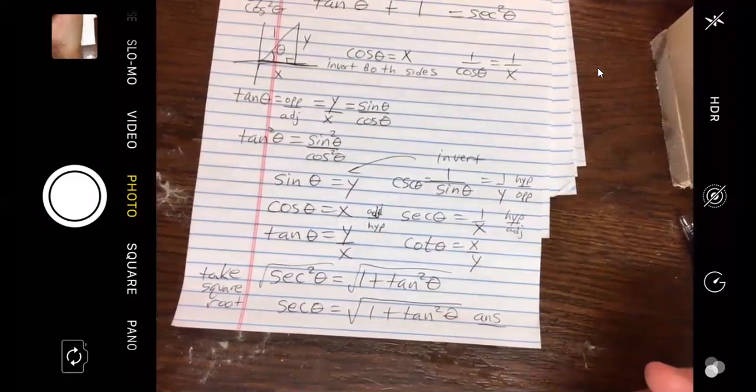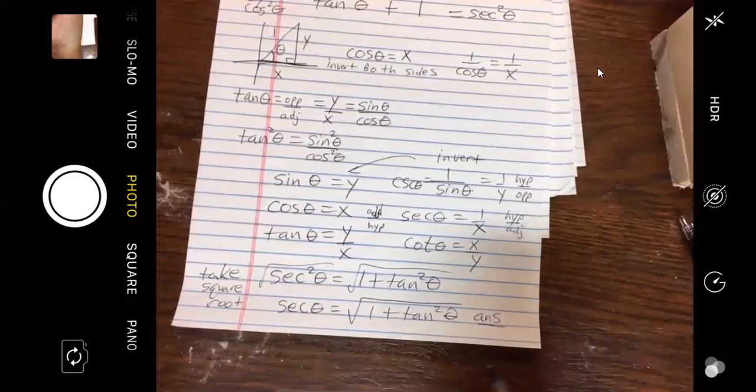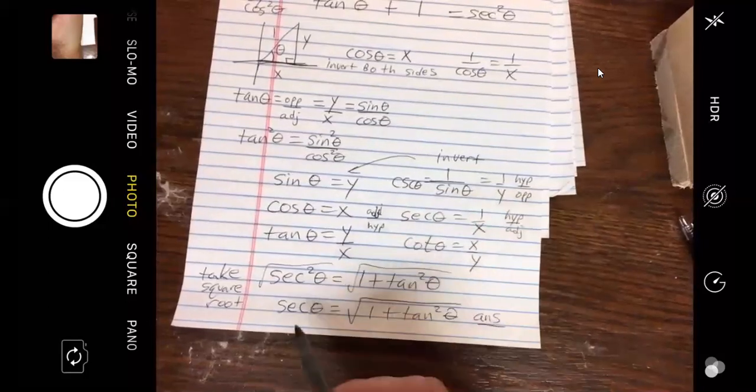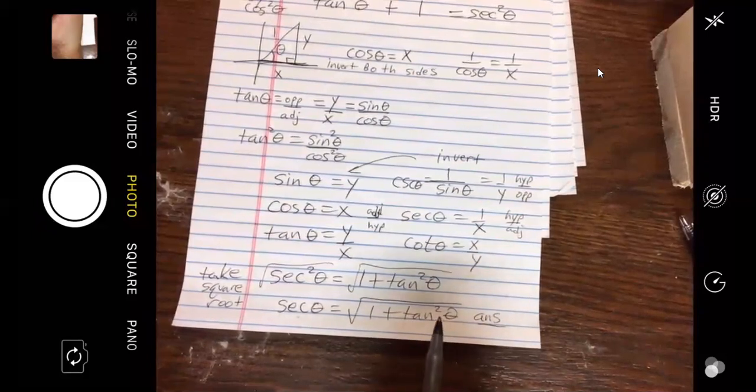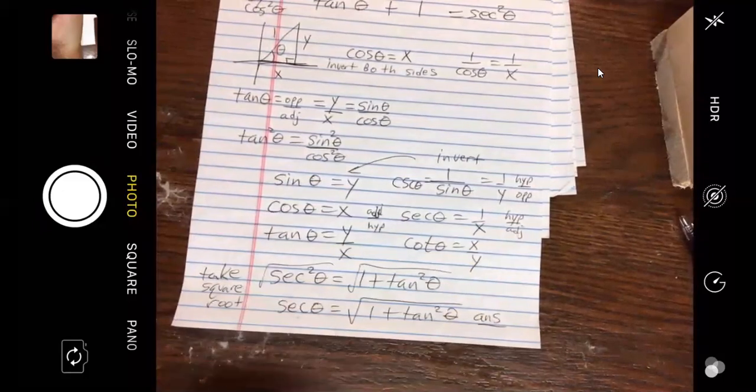So the square root of 1 plus tan squared of theta is the final answer for that one? As far as I can tell from their directions, express secant in terms of tangent, yes. Cool. I also have a few more questions. Sure thing. That's why I'm here.